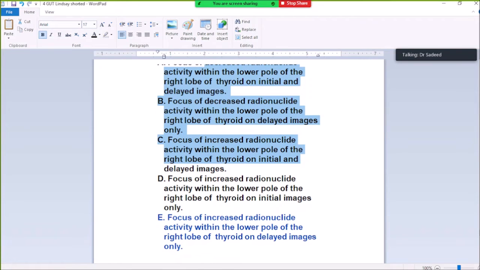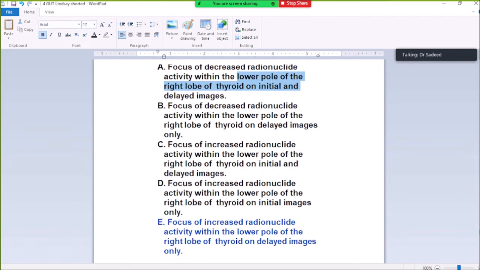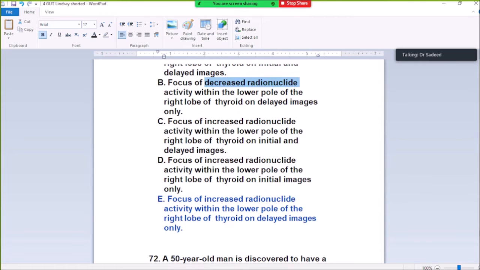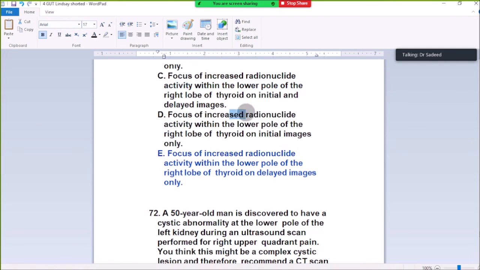Only on tumor imaging, not on initial imaging. Also, it is increased radionuclide activity, not decreased radionuclide activity. So only on thyroid imaging again, and then focus on increased. It's on delayed imaging only, correct?